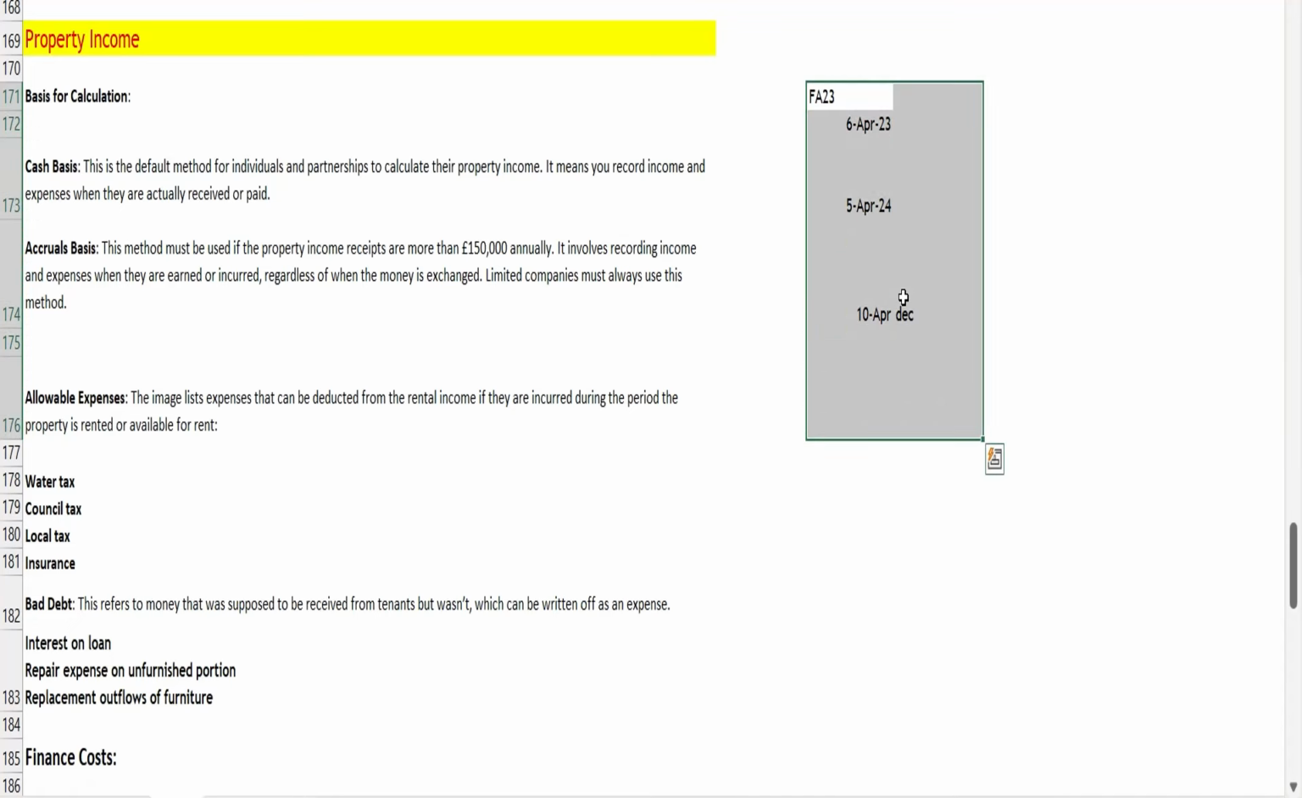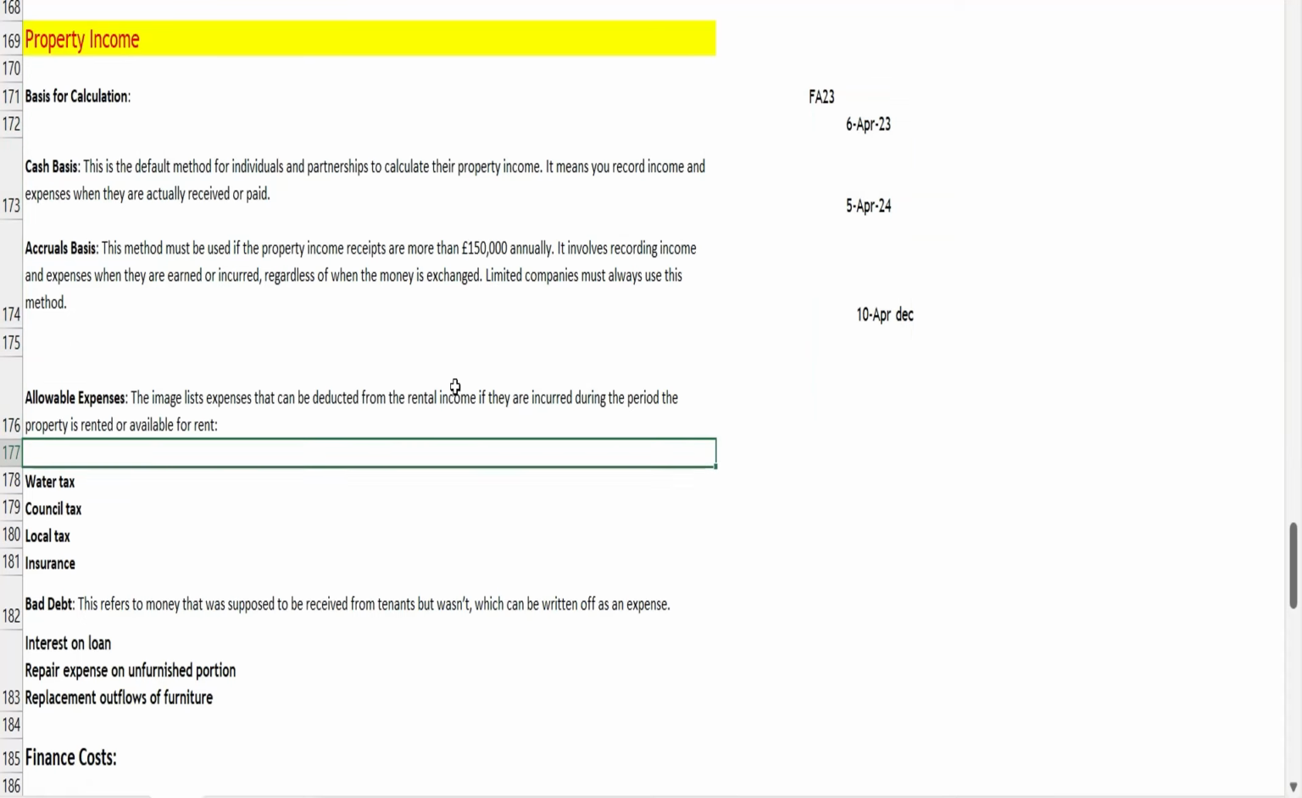Now you might be thinking, who will use the cash basis and who will use the accrual basis? For the company, it is compulsory to use the accrual basis. For the individual, they can use any method, but by default the cash basis is always used, and for partnership as well. But if one is receiving property income of more than 150,000 annually, in that case they have to opt for the accrual basis. Okay, so these are the two bases for the calculation.